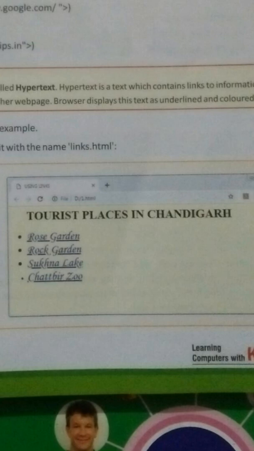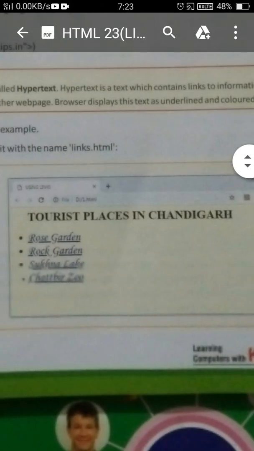You are looking at one web page on the screen: Tourist places in the Chandigarh. Under it, some options are given: Rose Garden, Rock Garden, etc. And these are in the blue color. These are the links. When you click on these links, a different image will come to you. How is it possible?